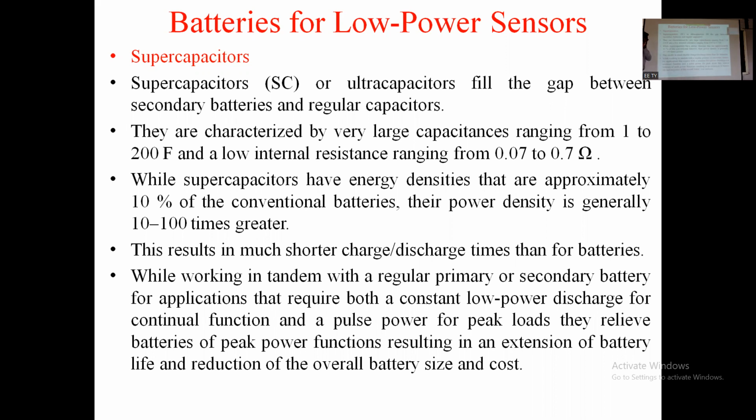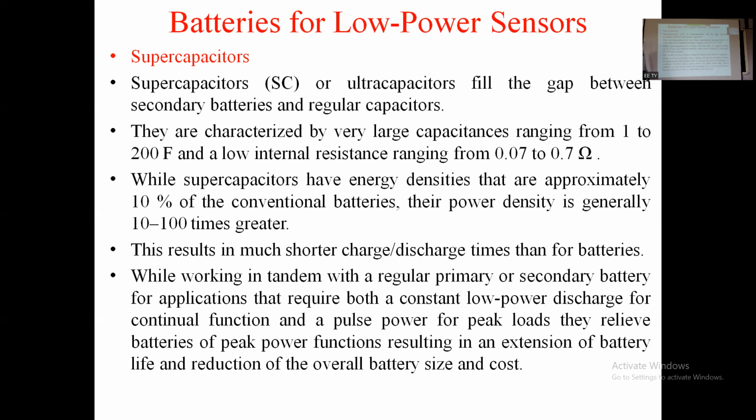While supercapacitors have energy density approximately 10% of conventional batteries, their power density is generally 10 to 100 times greater. Okay. The power delivery capacity of a supercapacitor is 10 to 100 times greater than that of a regular battery. Suppose a regular battery delivers 10 ampere hour; the supercapacitor will deliver 10 to 100 times greater than that of regular batteries.